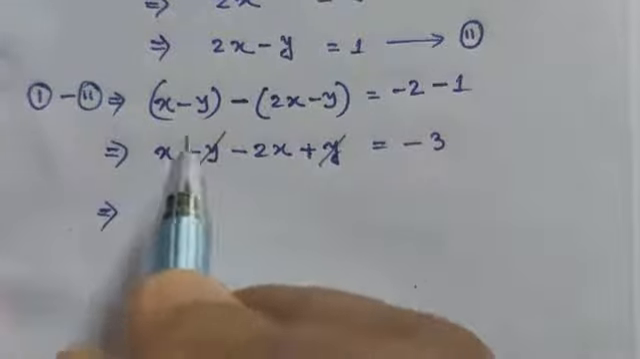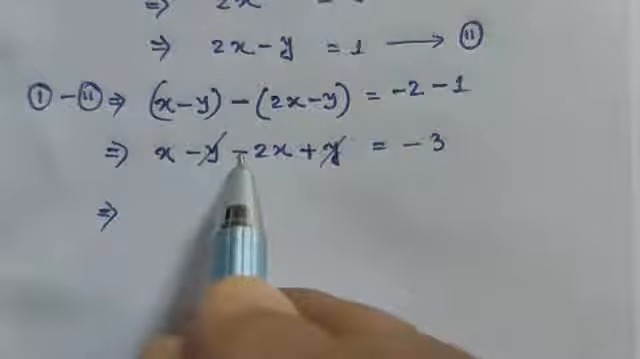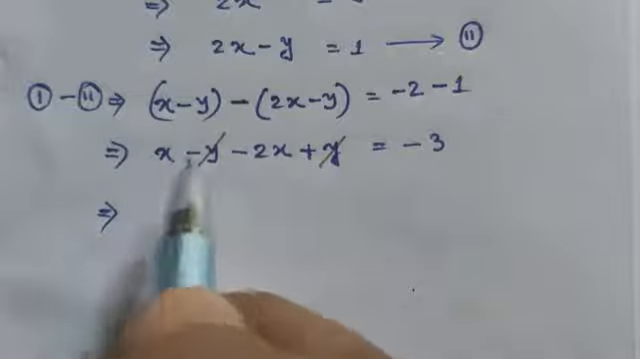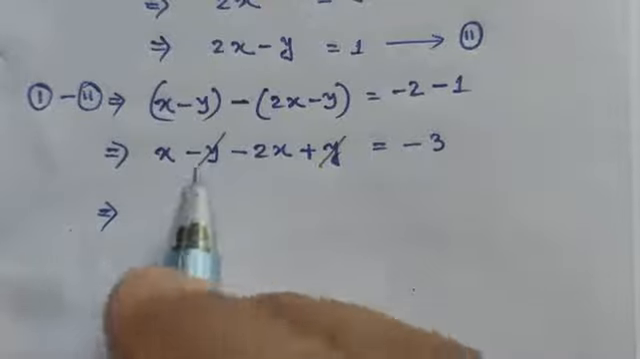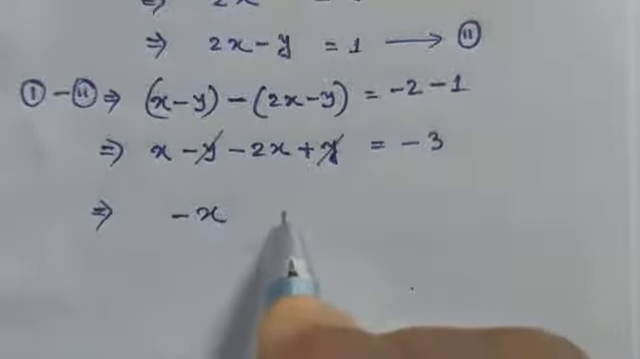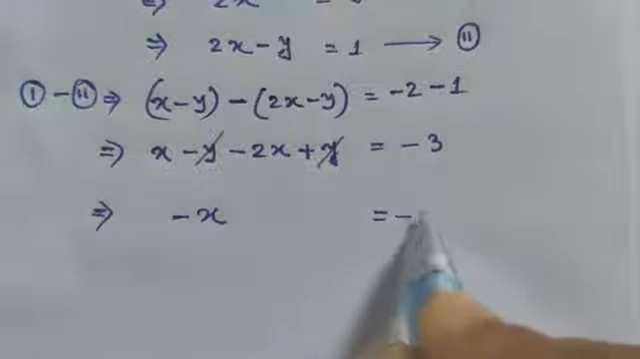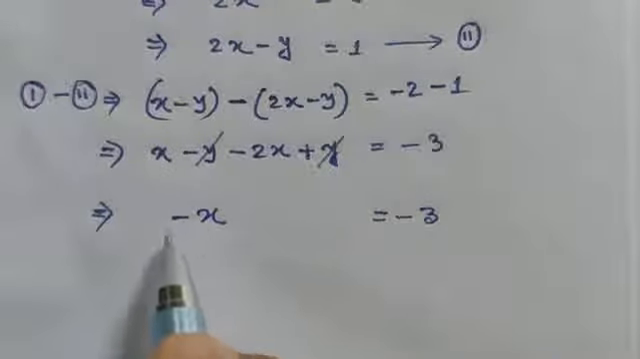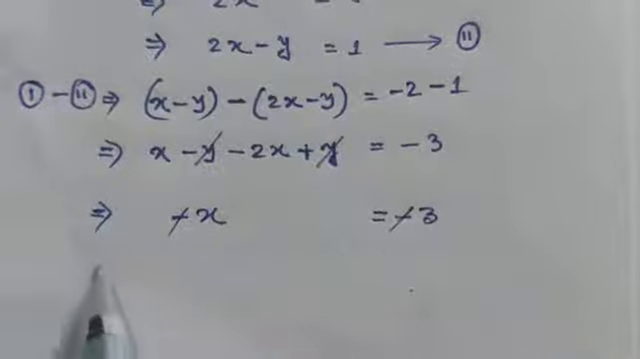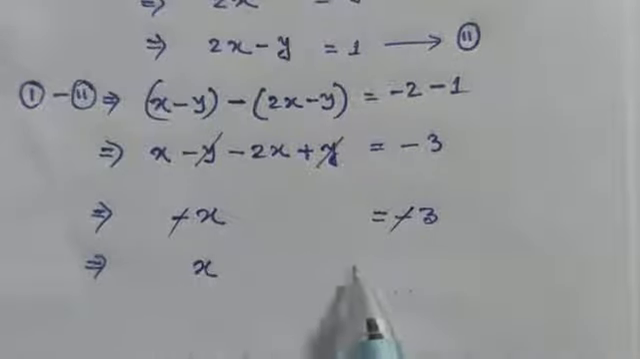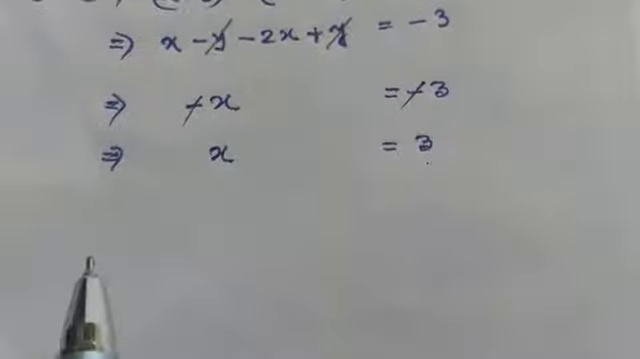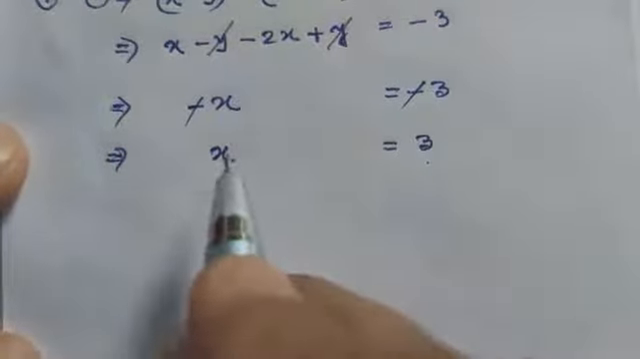So what is left with you? x minus 2 times x, that is negative 2 times x, minus 2 times x, and x. Together it will give minus x, and on that side it is minus 3. So minus x and minus 3. So negative negative cancels, and the value of x is 3. We have obtained the value of x as 3.